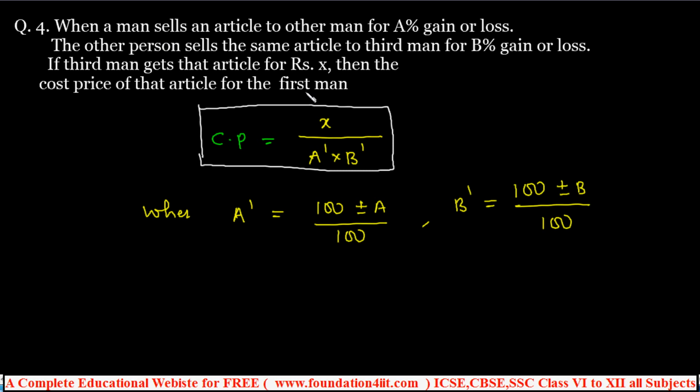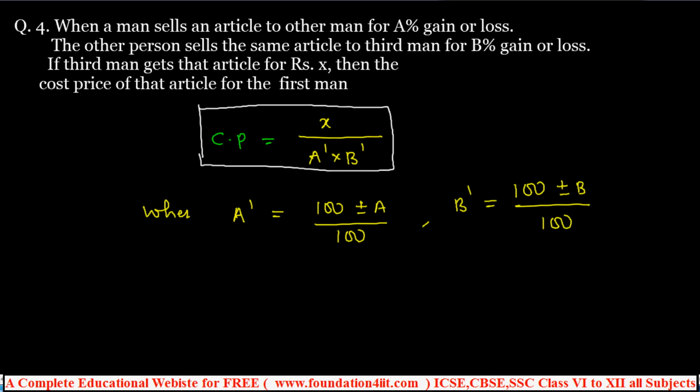So the cost price of the article for the first man is x by a dash into b dash. If again the third person sells to a fourth person, then one more, you can add c dash. Same, plus or minus: if it is a gain, plus; if it is a loss, minus, you will apply. This technique will be followed for these problems. I am only giving the formula, not the problem. The problem was already solved previously.